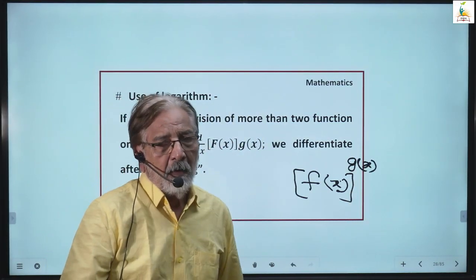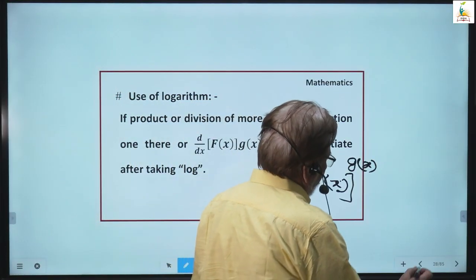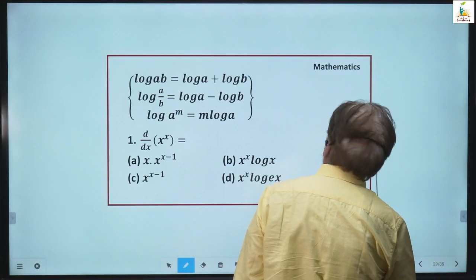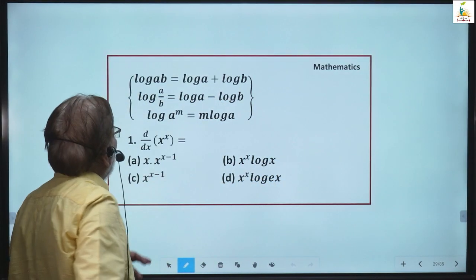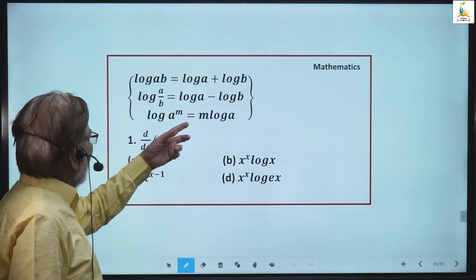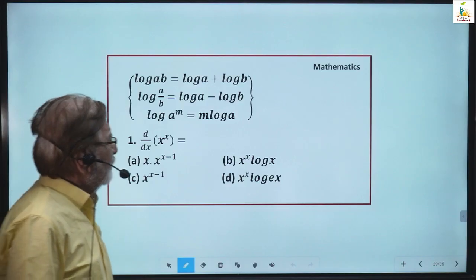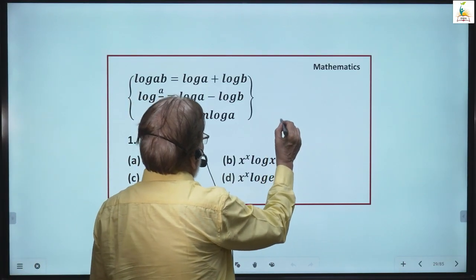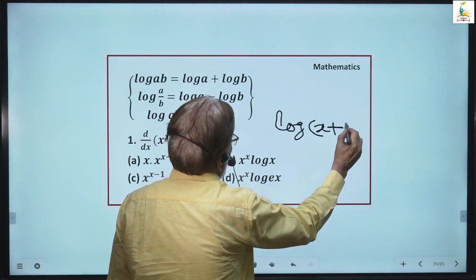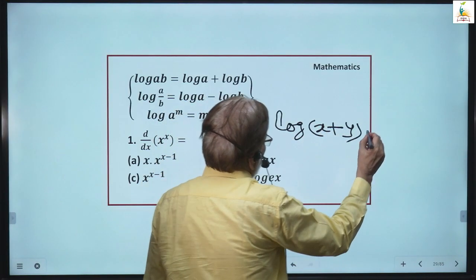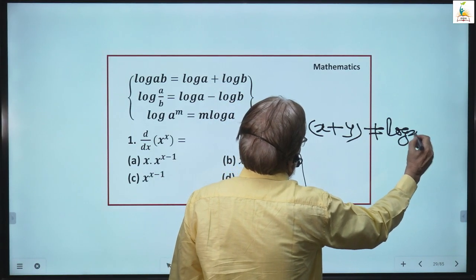Now, for use of the logarithm, we use the formulas of the logarithm. Log of AB is equal to log of A plus log of B. Log of A by B is equal to log of A minus log of B. Log of A raised to m is m log of A. Though it is a very simple thing, always remember log of (x plus y) is not equal to log of x plus log of y.